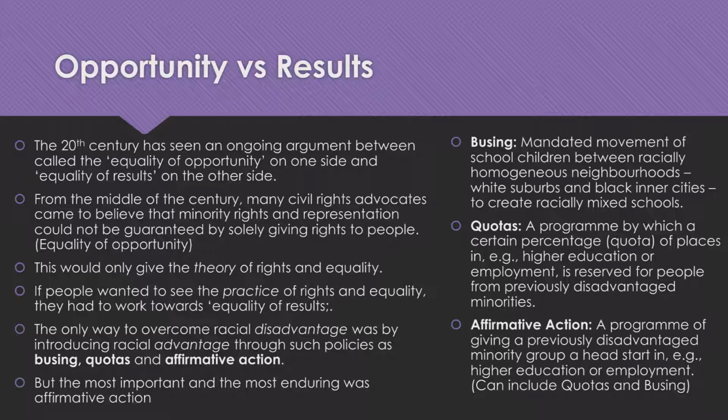And the only way to overcome racial disadvantage was by introducing racial advantage through policies such as busing, quotas, and affirmative action. We'll come to what those are in a minute. But the most important and enduring was affirmative action. That's why we're making a whole PowerPoint about it, and that's why you need to know what it is. So, the debate about whether it should be equality of opportunity or the equality of results.